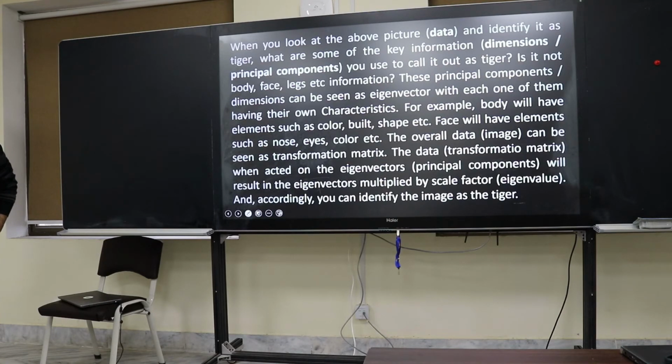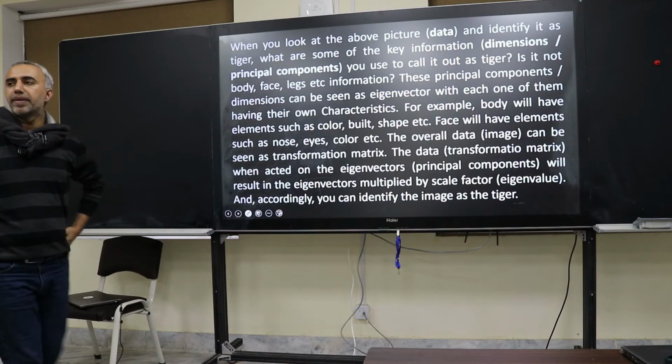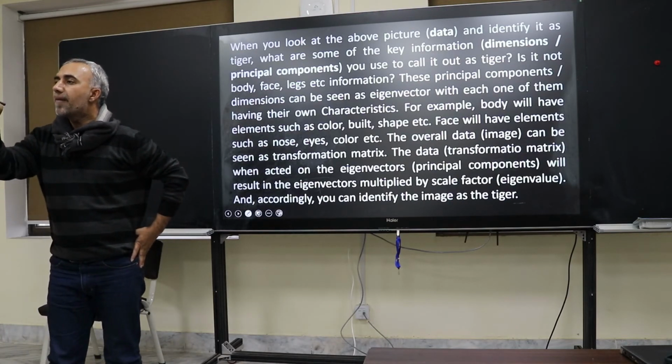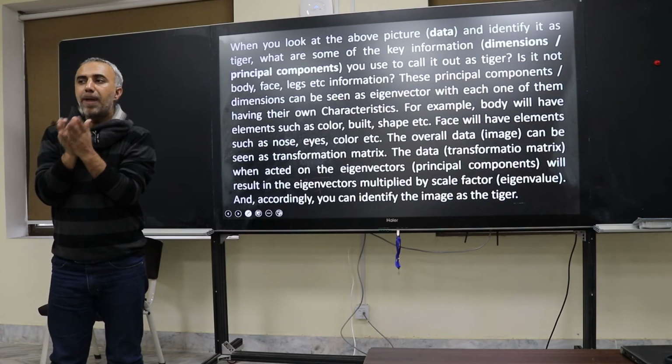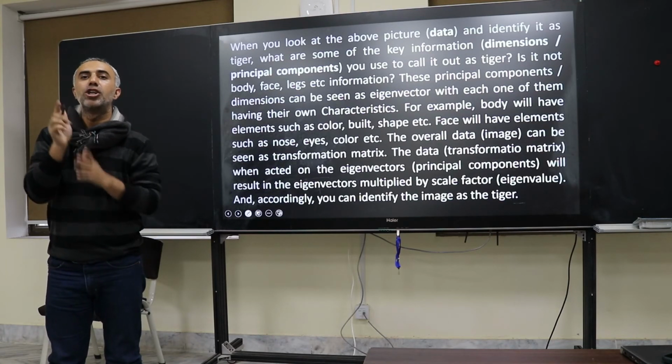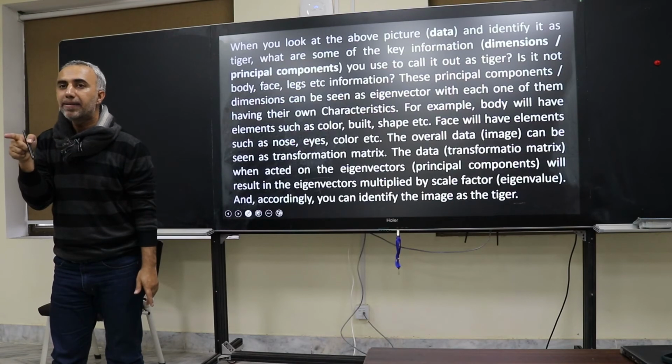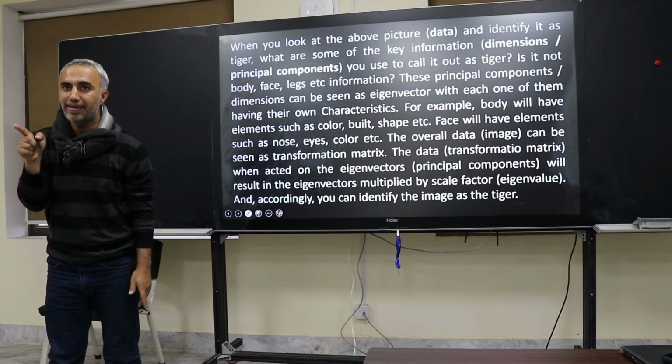For example, the body will have elements such as color, build, shape, etc. The face will have elements such as nose, eyes, colors, etc. The overall data image can be seen as a transformation matrix. The data transformation matrix, when acted on the eigenvector principal components, will result in the eigenvectors multiplied by the scale factors, the eigenvalues, and accordingly you can identify them as tigers. Even if we reduce its size, due to certain nature of an eigenvector, you will identify it as a tiger, not a cat.